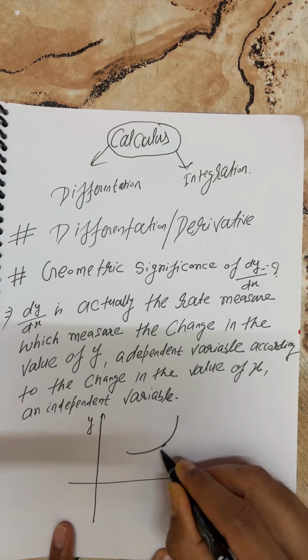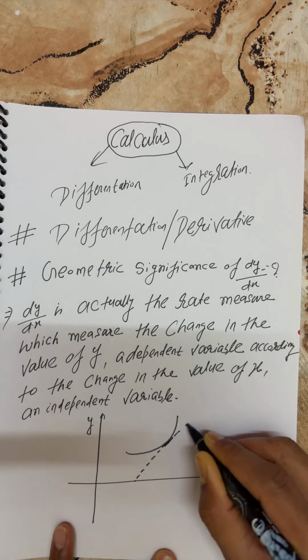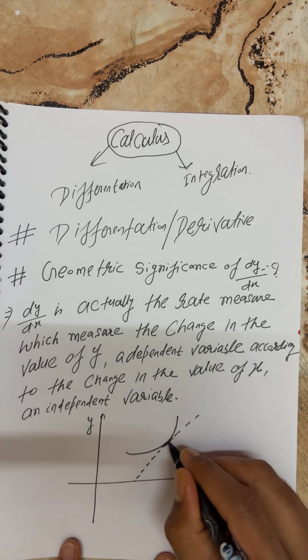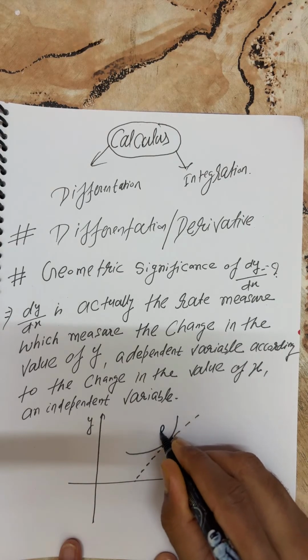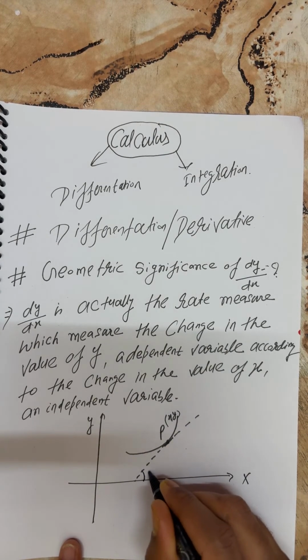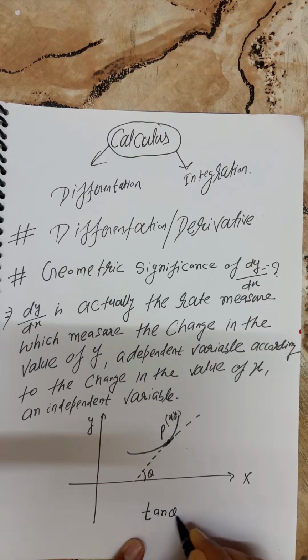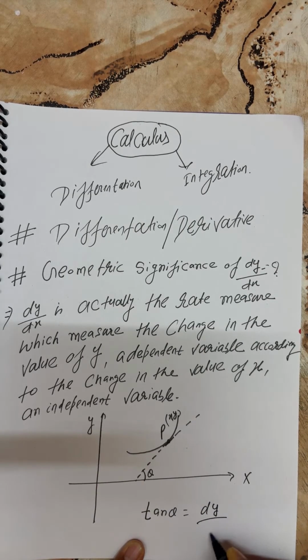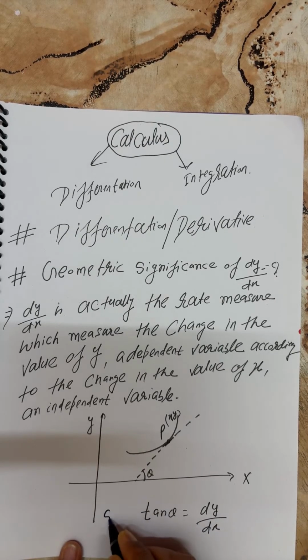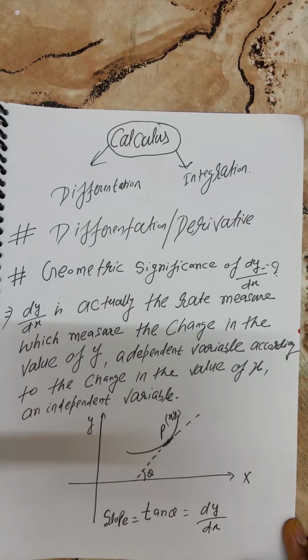Right. Students, if you draw a tangent on this curve, you can see there is a point P with coordinates x comma y. So this theta is what? You can say basically tan theta. So what is this tan theta? You can write tan theta equals dy by dx, and it's basically the slope of the curve. This is basically the slope of the curve, right? Okay, fine.